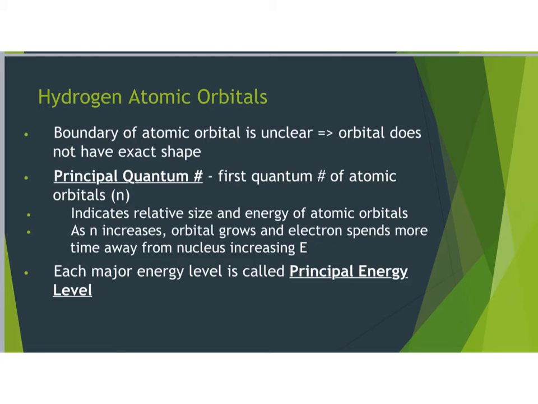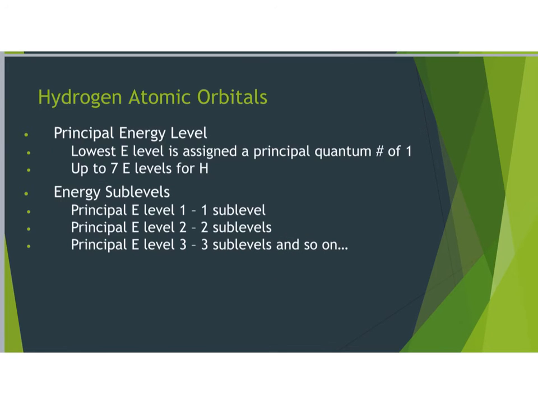Now, each major energy level is what we call a principal energy level. With principal energy levels, the lowest energy level is assigned a principal quantum number of 1, and we can go up to 7 energy levels. Remember, the capital E's represent energy. So for hydrogen alone, we have up to 7 energy levels.